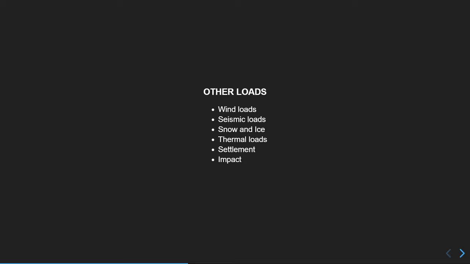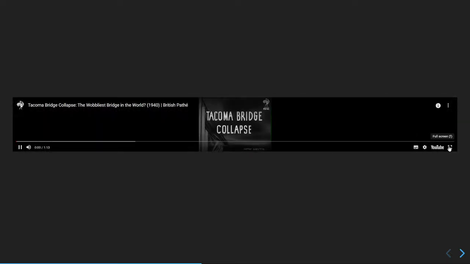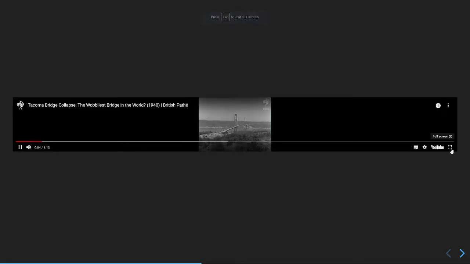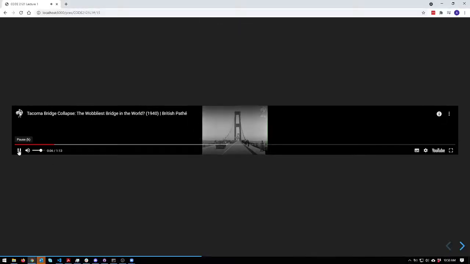And then impact loads, so that's vehicles driving into your structure. There's quite a lot. We've got to think about quite a lot. Here is a dynamic load from the 1940s. Tacoma Bridge, Washington, opened only a few months ago.